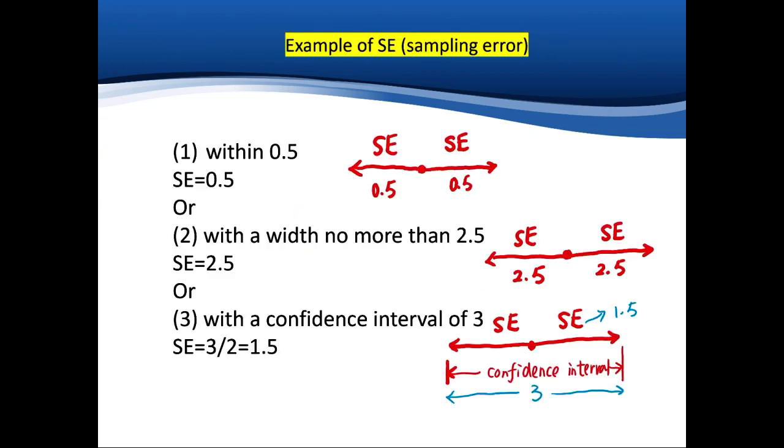Usually, we talk about the sampling error this way. Within 0.5, which means the sampling error is 0.5. Or with a width no more than 2.5, which means the sampling error is 2.5. Or sometimes we will allow a confidence interval width of 3, which means sampling error will be half of it. That is 1.5.